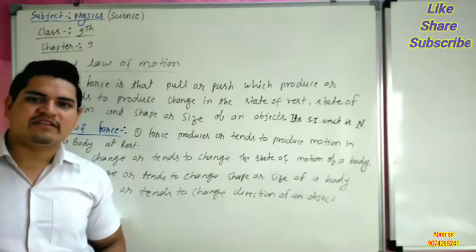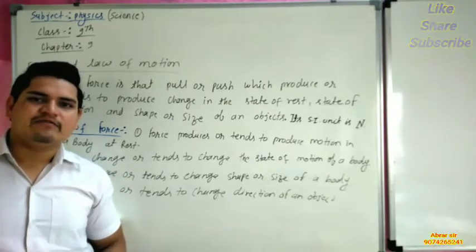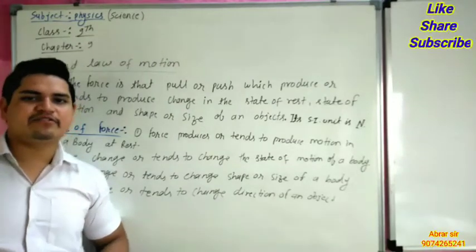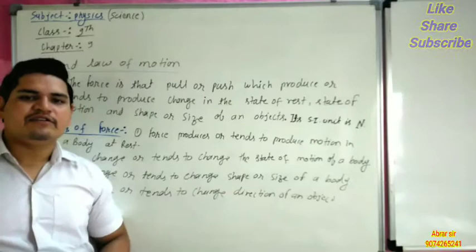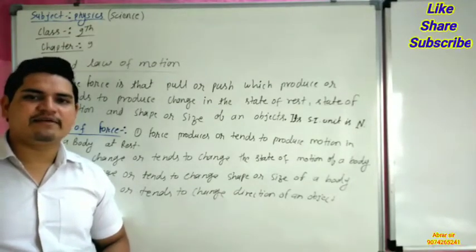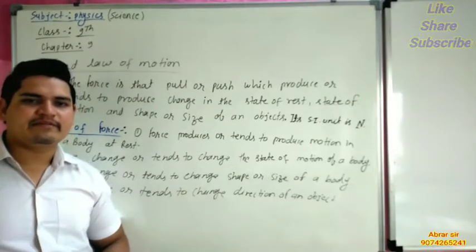There were three equations of motion. First, v equal to u plus at. Second, s is equal to ut plus half at square. Third, v square equal to u square plus 2as. So there were three equations of motion. Equations of motion are one of the most important topics.